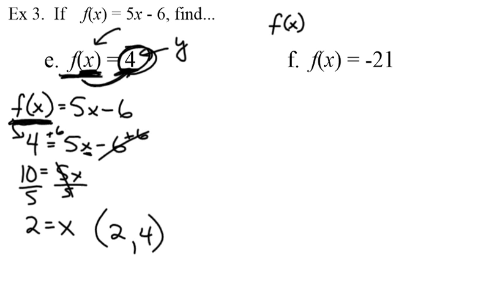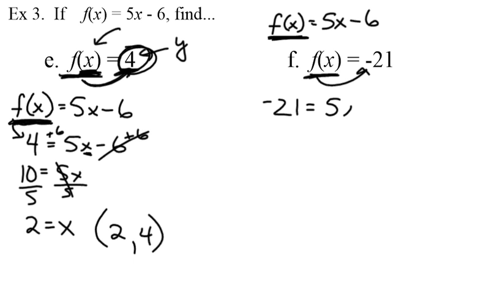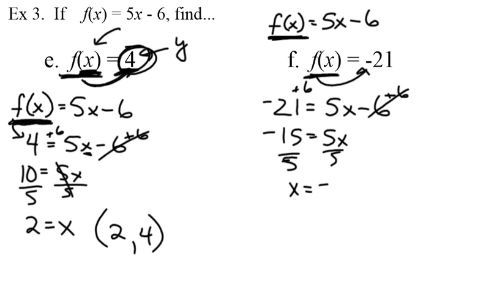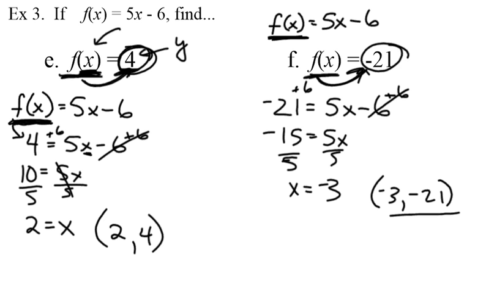F at x equals 5x minus 6. Well, we know that f at x is negative 21, so we know our resultant is negative 21, but we don't know what the x is in this case. Add 6, negative 15 equals 5x, divide by 5, x equals negative 3. So what does that tell us? That when x is negative 3, what was our initial y value? F at x, or y, was negative 21. So negative 3 results in negative 21.